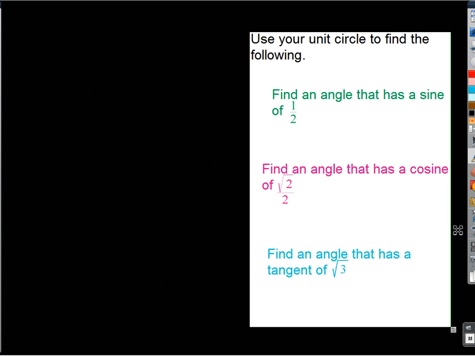Okay? A function, what is a function? What makes a function a function? Something where you put something in, it gets you something out.